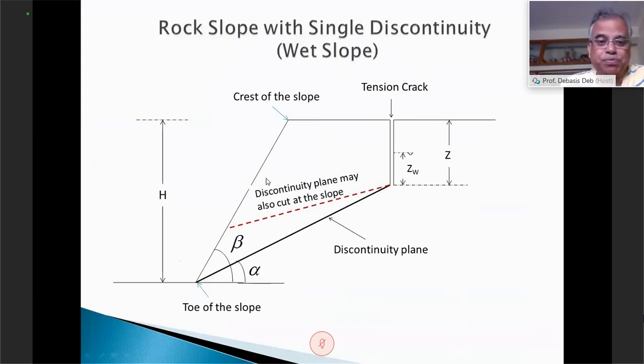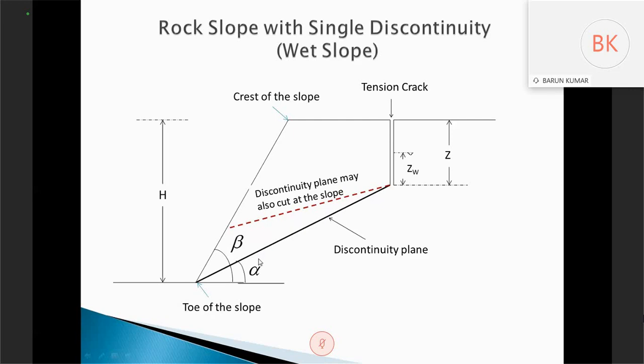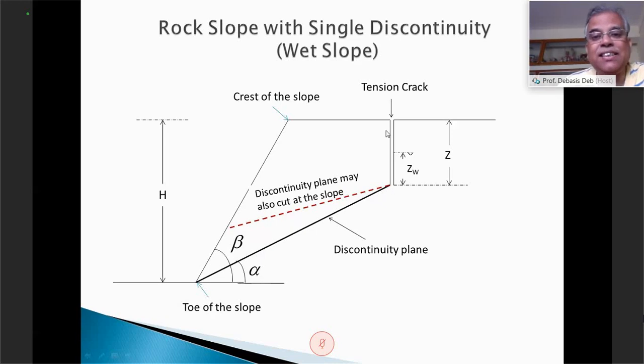We are not deciding anything. What we are saying is, the definition here is, there is a tension crack somewhere here, and we have a discontinuity plane, and this discontinuity plane may also cut in the slope. Okay, it need not be passing through the toe, but it can be here also. So if it is here, then we will take this edge, wherever it is cutting. And now what we are assuming is this discontinuity plane having a dip angle alpha has cut this tension crack.